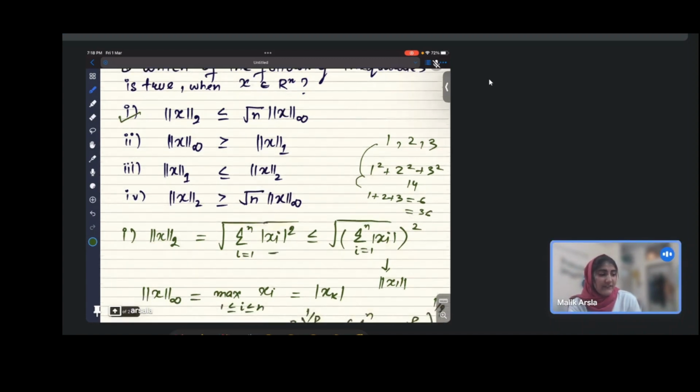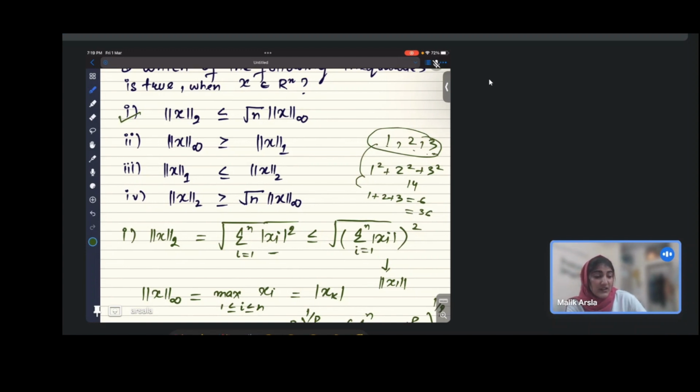It is given that the infinity norm is greater than or equal to the one norm. You can easily disprove this by just taking an example. In this case, the infinity norm is going to be 3, but the one norm is going to be 1 plus 2 plus 3, that is 6. So this is disproved here only.